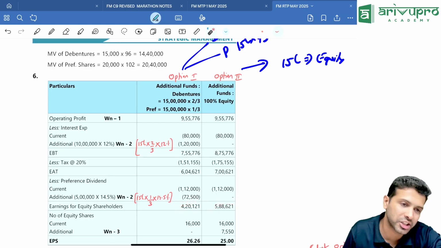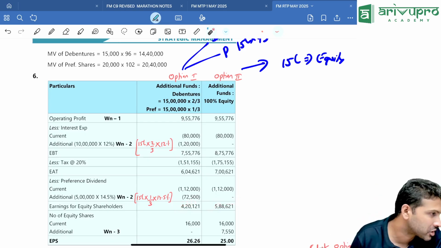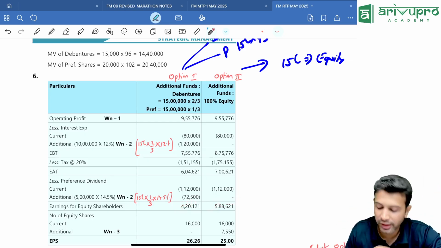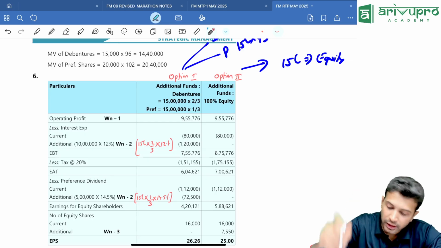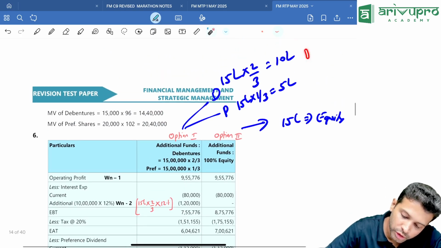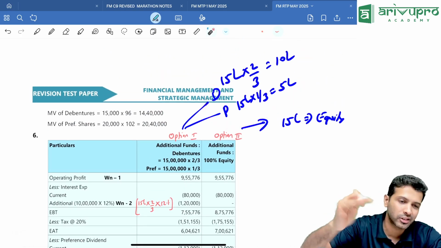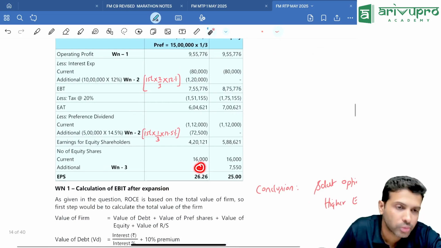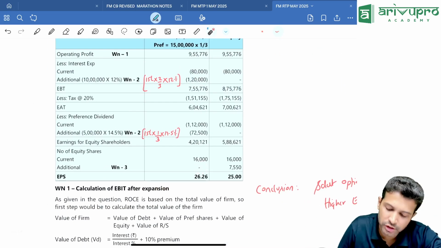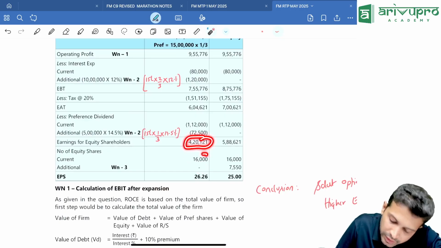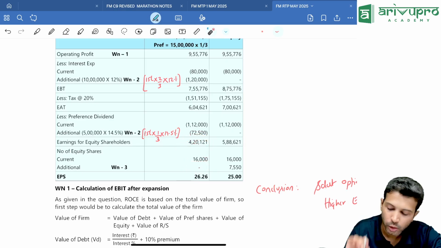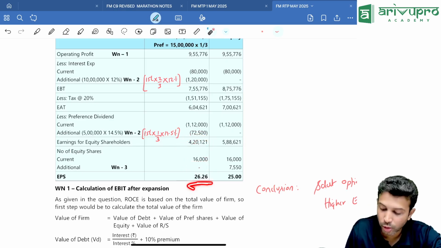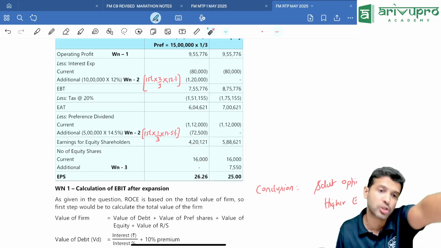So you will get EAT, divided by number of equity shares. How many equity shares already exist? 16,000. Will that change or stay the same? Same. Under the first option, are you issuing any extra shares or no extra shares? That means the extra shares here is 0. So now you can calculate EPS under the first option. EAT is 420,000. Total number of equity shares is 16,000. Divide these, how much is it? EPS is 26.26 under the first option.